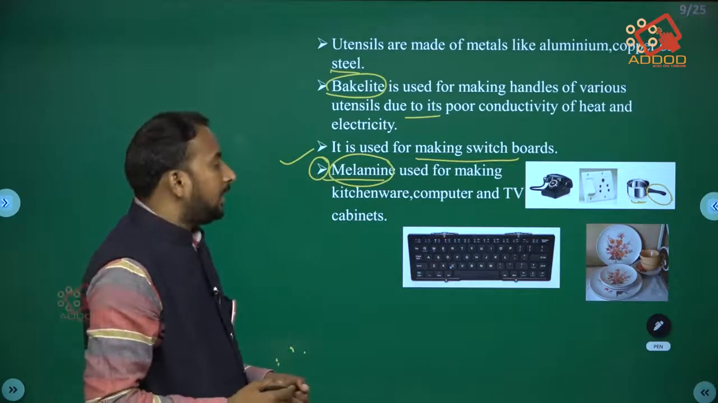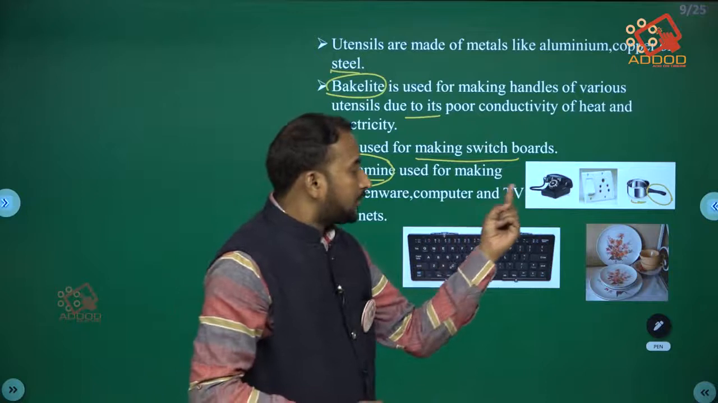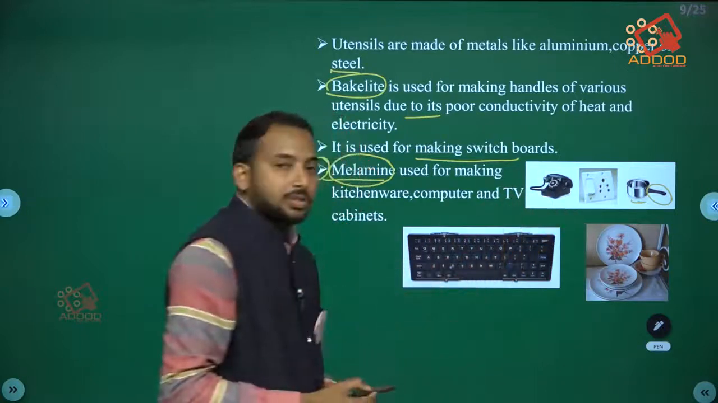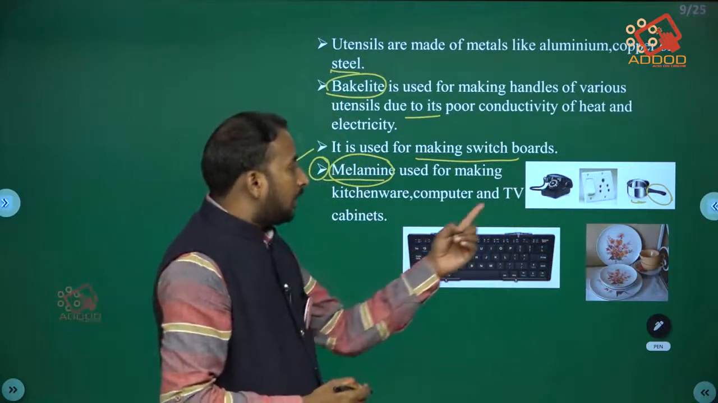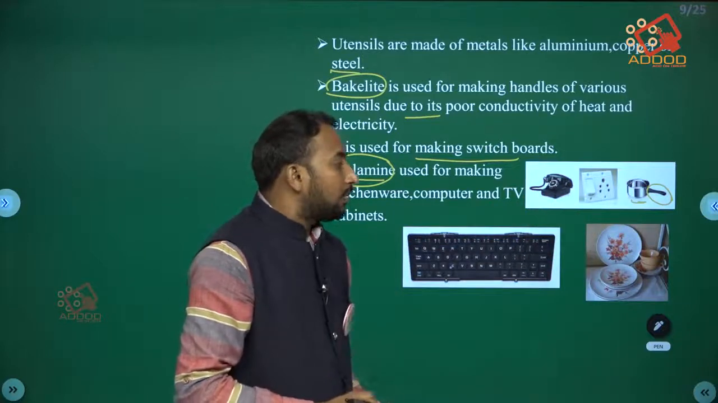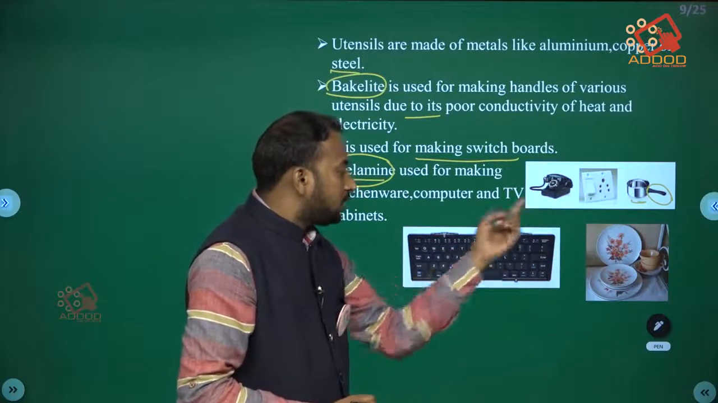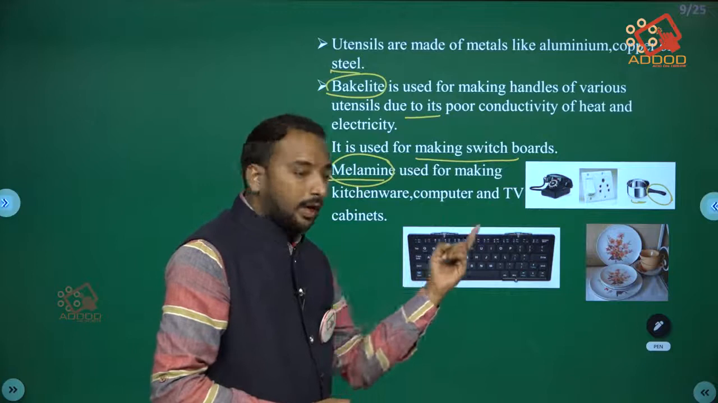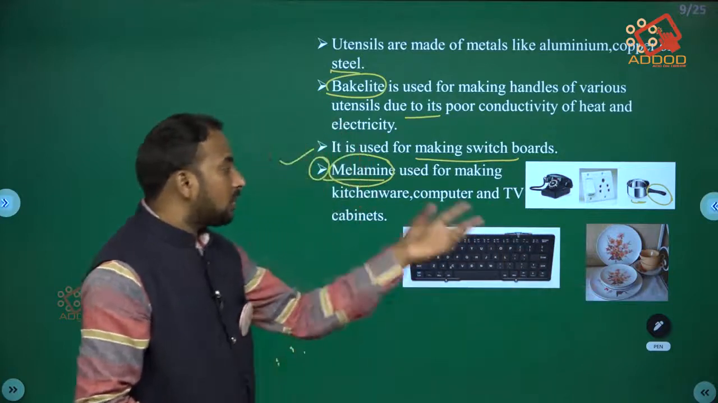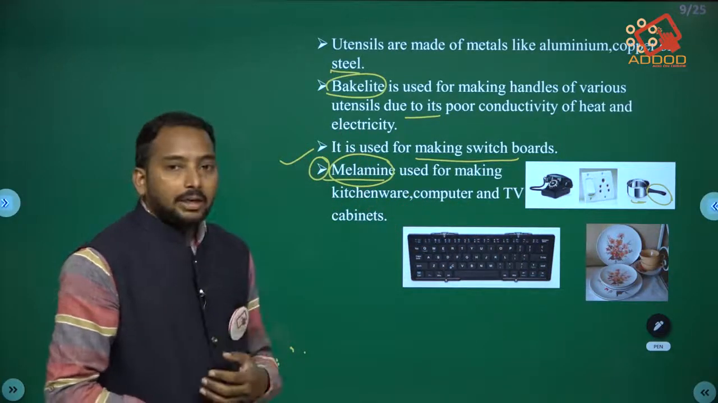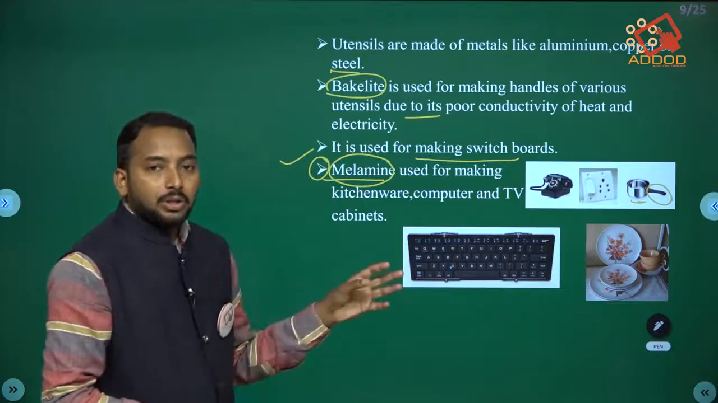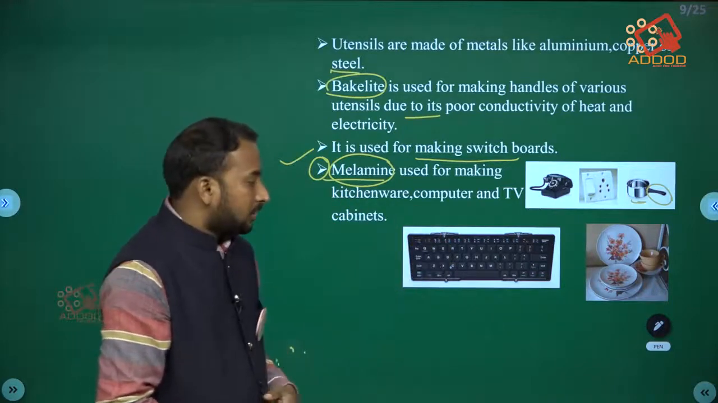Let us see some examples. In that picture, there is an electrical switch, a utensil, a keyboard and a meals plate. These are made up of bakelite and melamine. These two are thermosetting plastics.